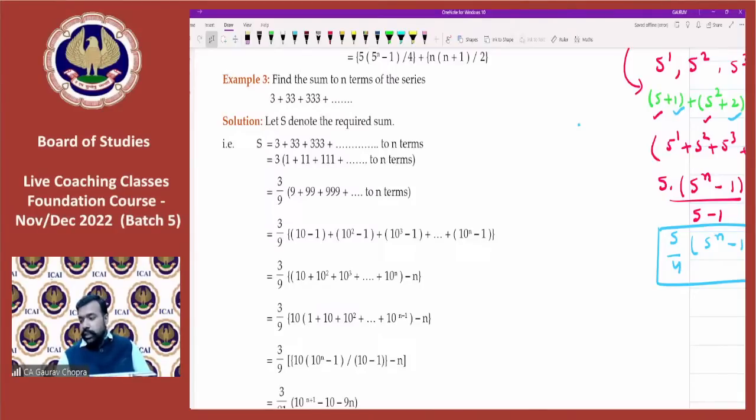Raji is asking, exam में negative marking होगी? Yes, of course होगी. 25% are the negative marks for wrong solutions.